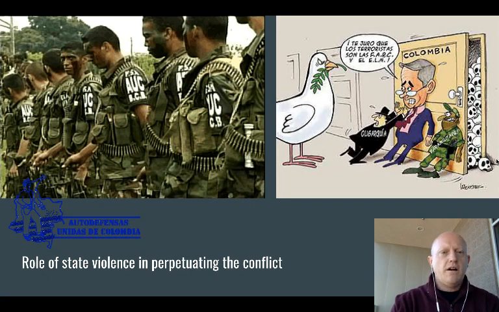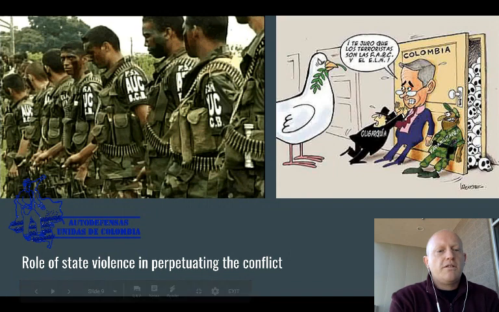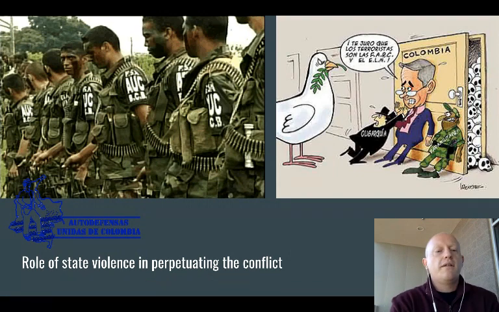This image here on the left-hand side shows members of the AUC, or the Autodefensas Unidas de Colombia, although that means the United Self-Defense Groups of Colombia. This was a paramilitary group that was supported by right-wing factions in the Colombian government in the 1990s, and it was supported by funding that came from the United States to Colombia. These were death squads that were trying to violently stamp out the FARC and the ELN.